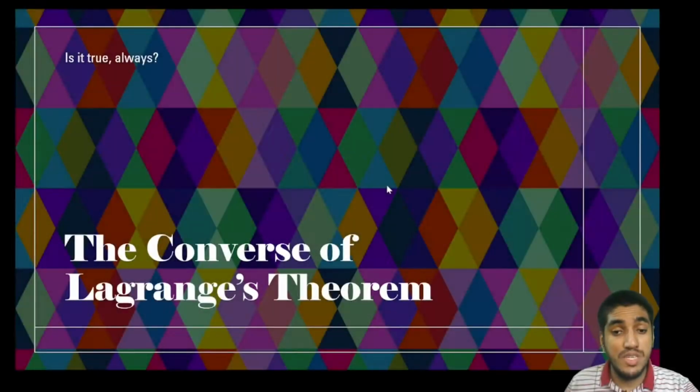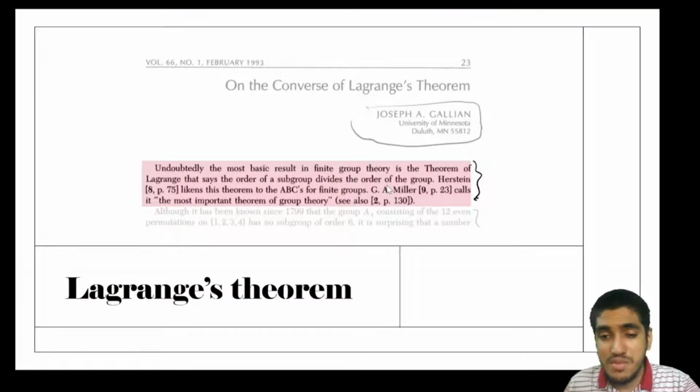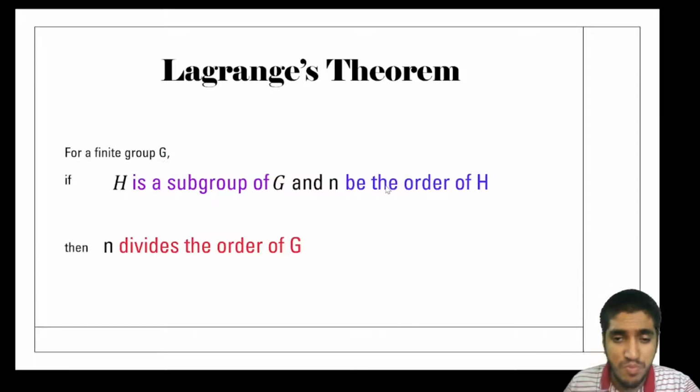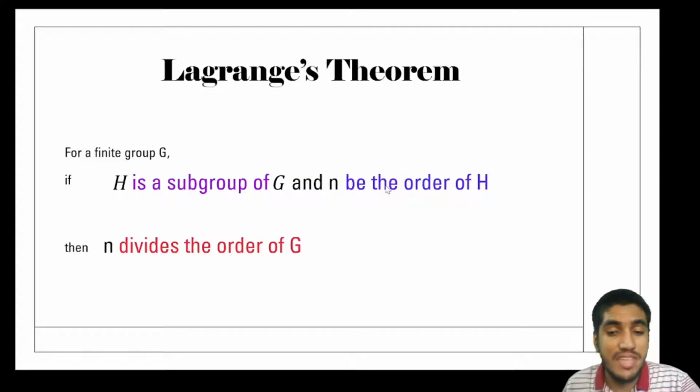I had promised a detailed explanation on the converse of Lagrange's theorem. Lagrange's theorem is hailed as the most basic result in finite group theory, and ABCs are finite groups. What is it all about? Let's take a look at it at first. The statement goes this way. Suppose G is a finite group, and if H is a subgroup of G with order n, then n divides the order of G.